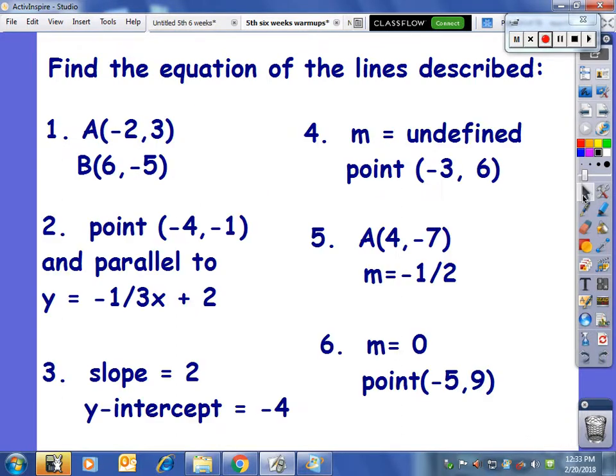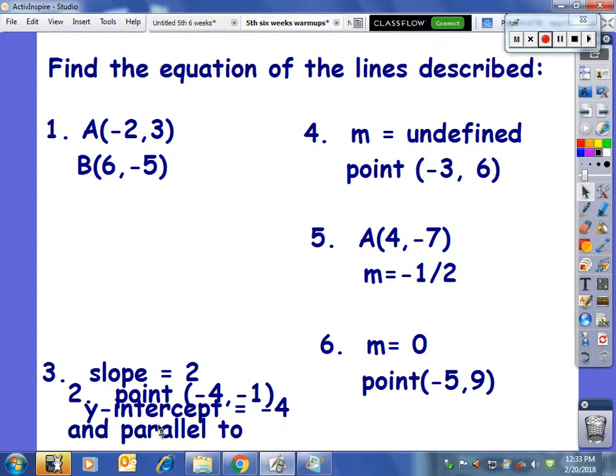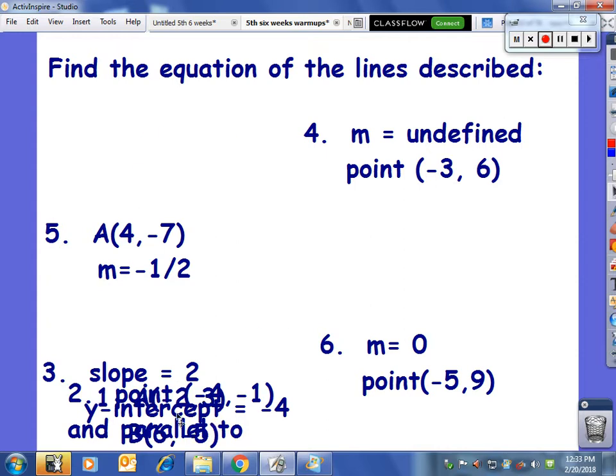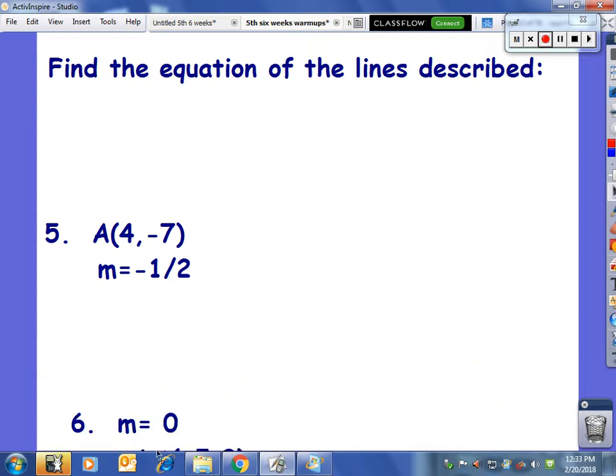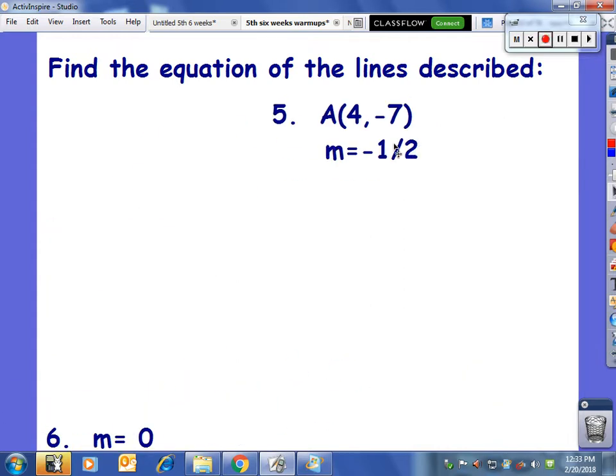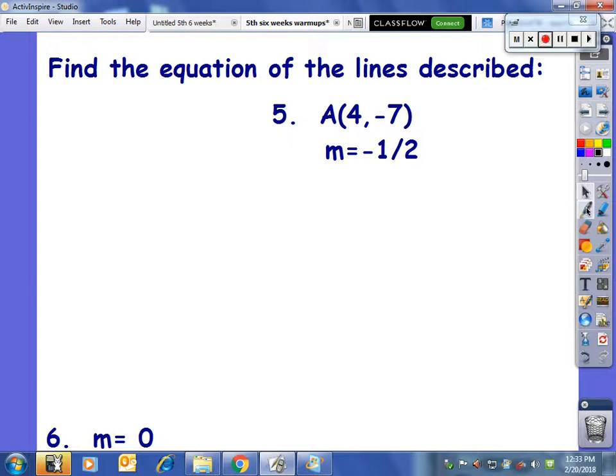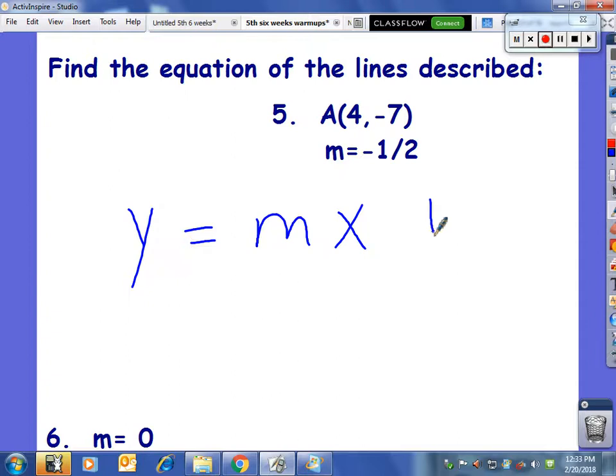Let's make it a little trickier. What if I give you a point and a slope like this? And it's not horizontal or vertical. You've got to plug it in. What are we missing here? The b, the y-intercept. So since I don't know the y-intercept, I've got to temporarily plug some numbers into y equals mx plus b. Where do I get the y number?